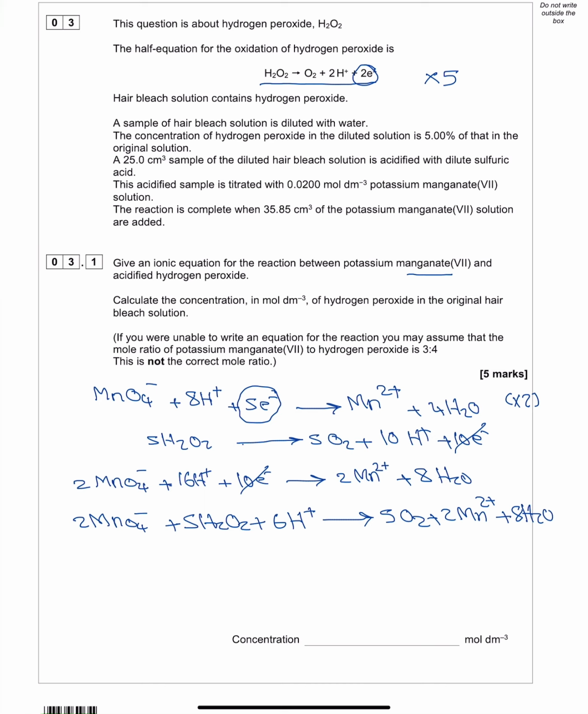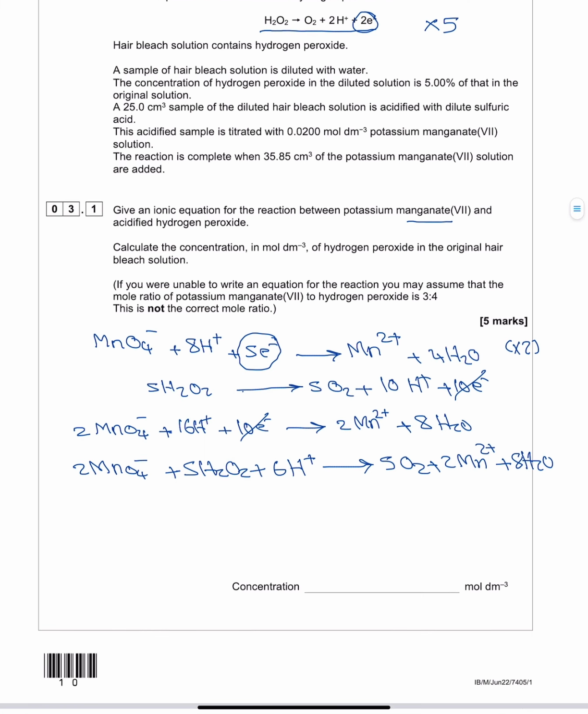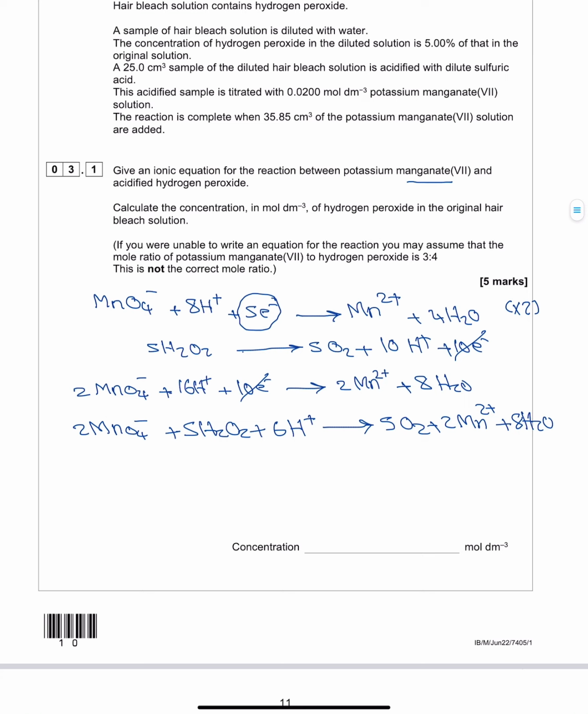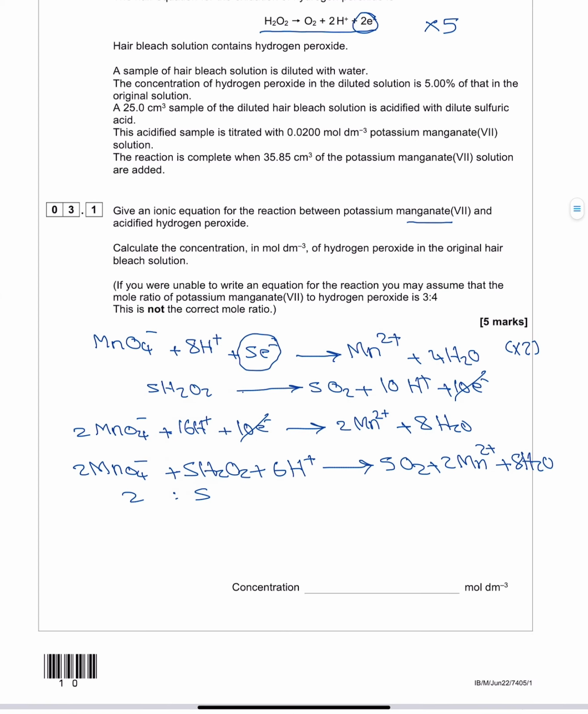Now to find the concentration from the titration, we need to know that the ratio for the moles of hydrogen peroxide to manganate is 5 to 2. So now the first part of the question, we need to find, because they titrated hydrogen peroxide with the manganate, we need to find the number of moles of the manganate first, and then the number of moles of the hydrogen peroxide will equal 5 over 2 the number of moles of manganate.